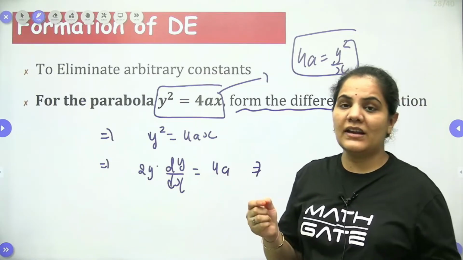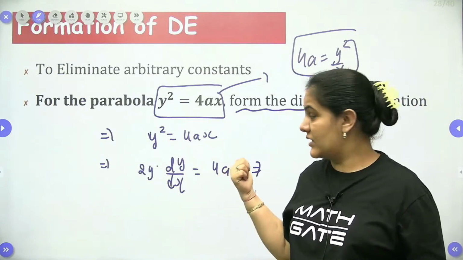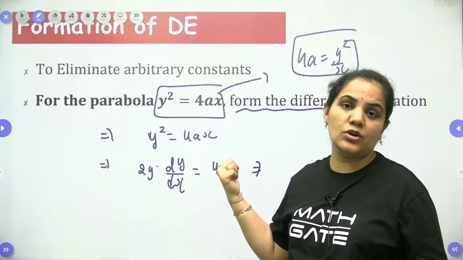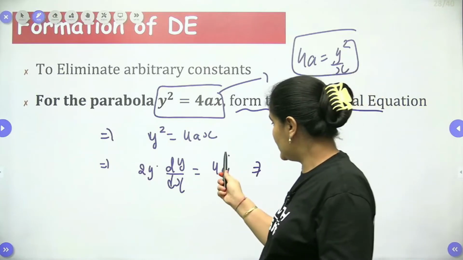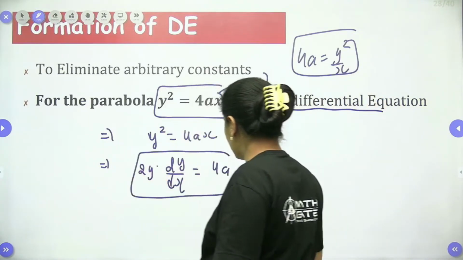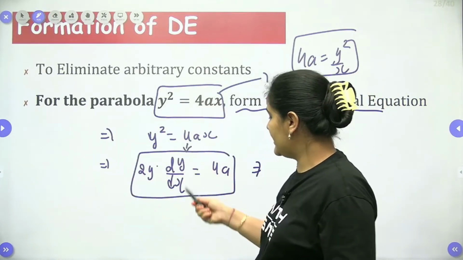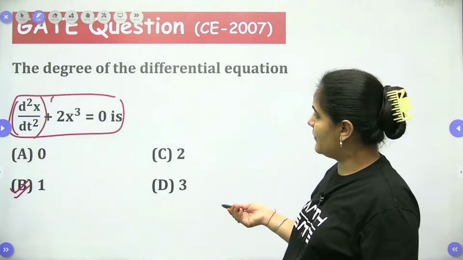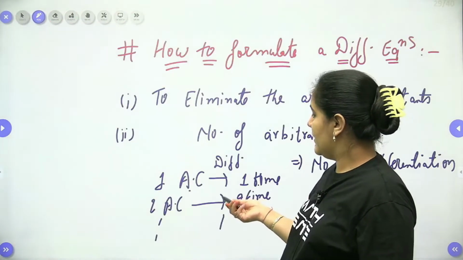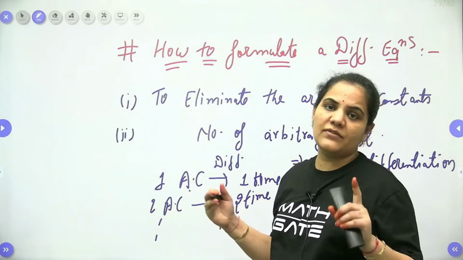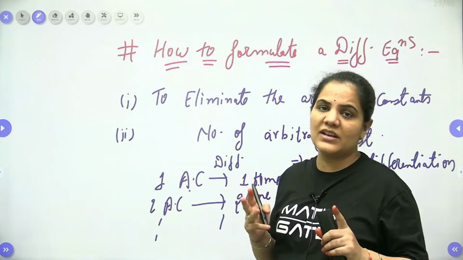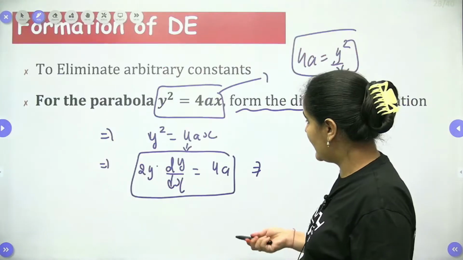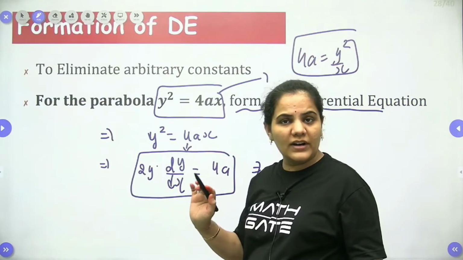Because we cannot differentiate it one more time, and we cannot keep the arbitrary constant in the differential equation, as we know very well, we have to remove this arbitrary constant. Now how can we remove it? As I already said, whenever we have one arbitrary constant, we differentiate one time only; two arbitrary constants, two times only; three arbitrary constants, three times only. So we have already differentiated one time.